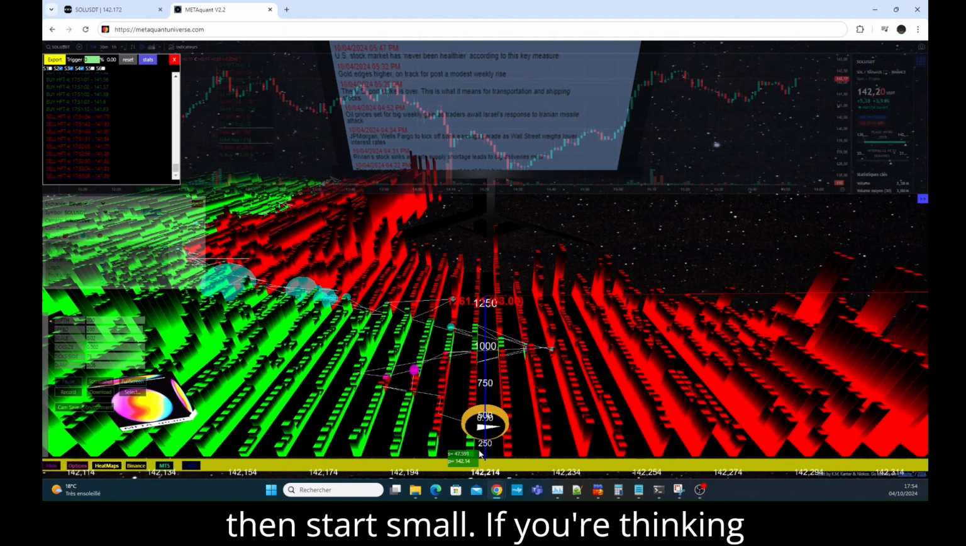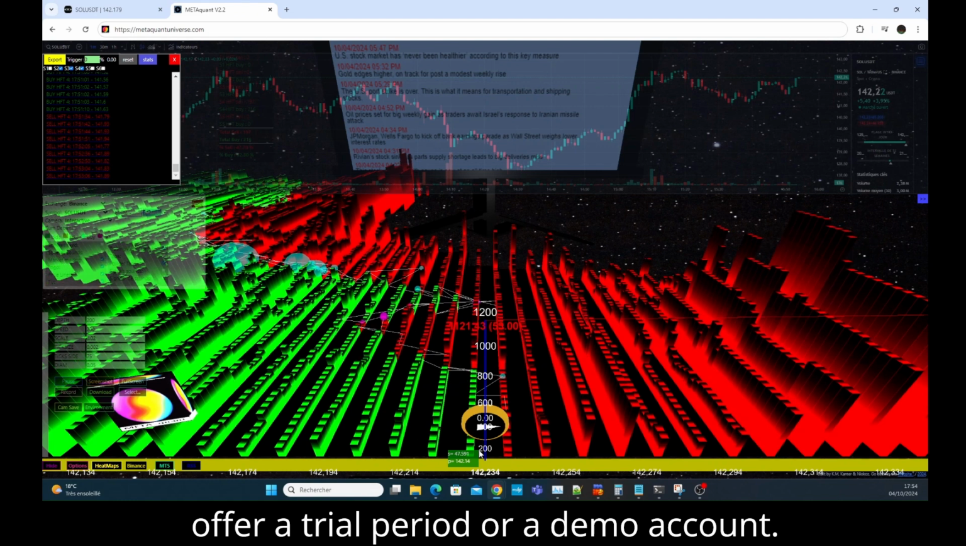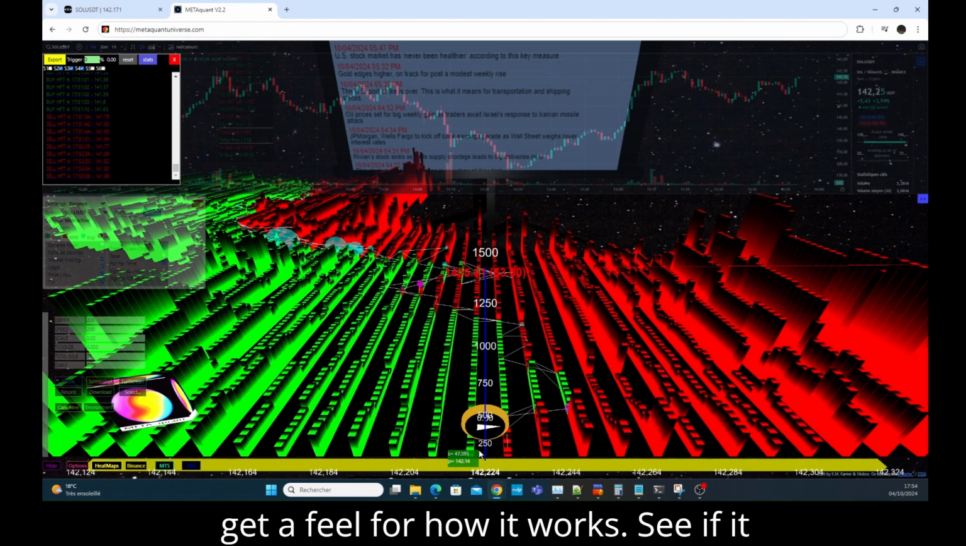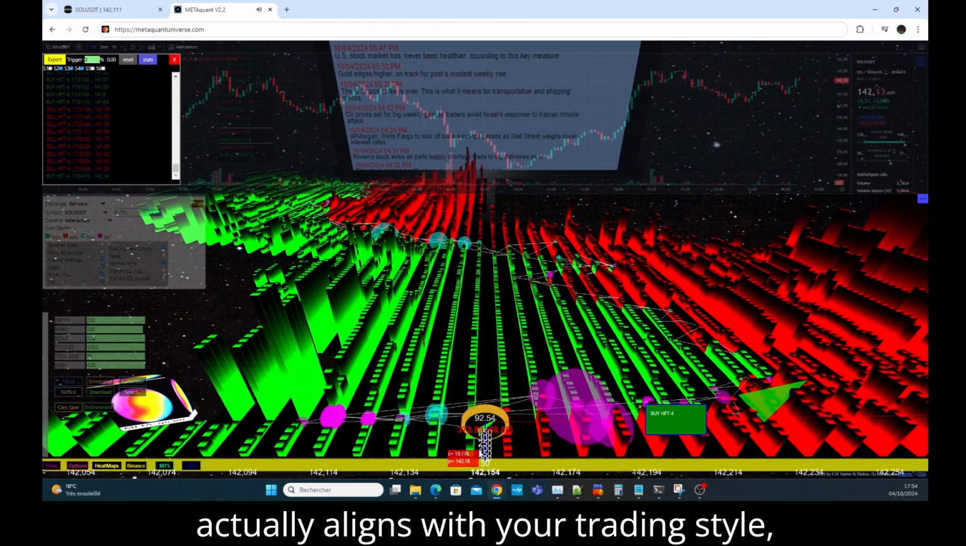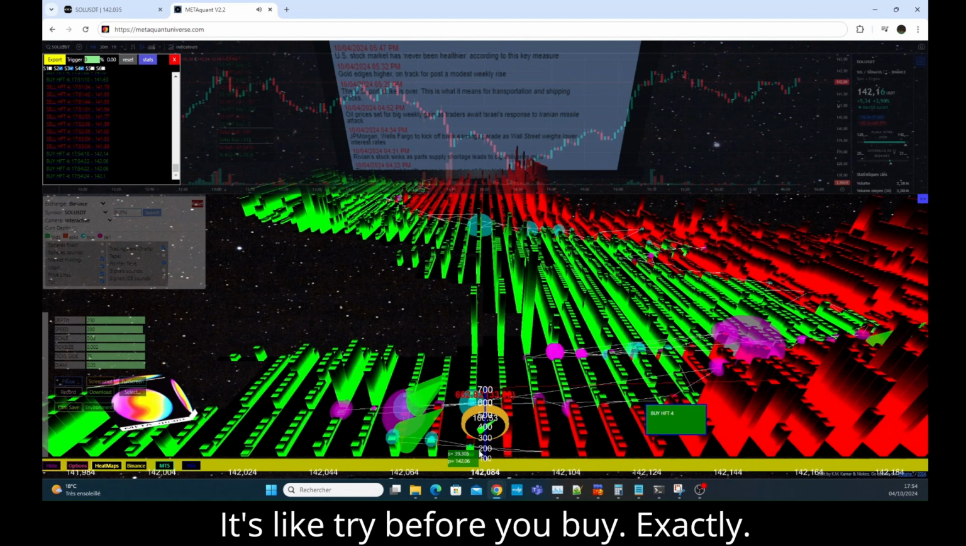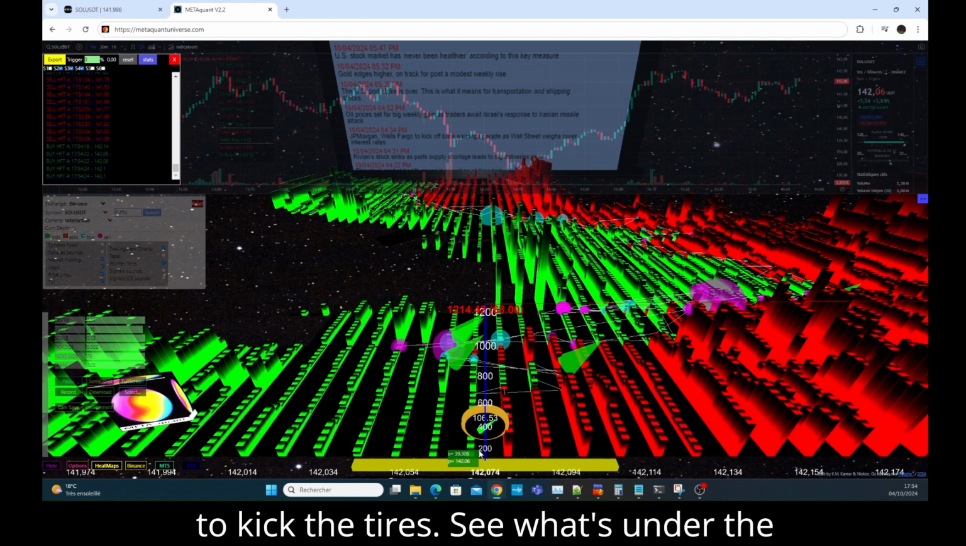Exactly. And then, start small. If you're thinking about investing any money, see if they offer a trial period or a demo account. That way you can test out the platform, get a feel for how it works, see if it actually aligns with your trading style, all without risking any real capital. It's like try before you buy. Exactly. Don't go all in until you've had a chance to kick the tires, see what's under the hood.